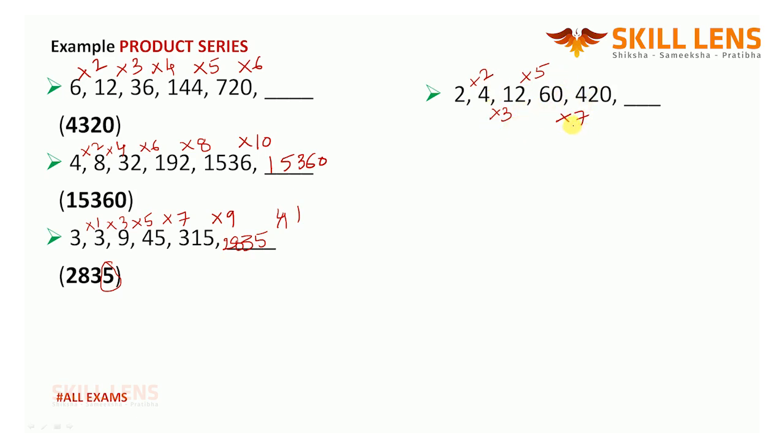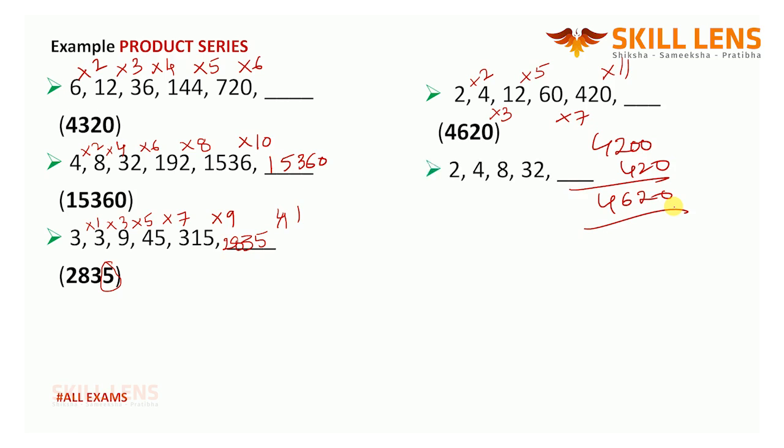2, 3, 5, 7 are what? Prime numbers. So next has to be multiplied with what? 11. So if you multiply 420 into 11, that's where your answer is. Because 420 into 10 is 4200. You have to be very good with your skills. And 420 will get added, then 4620. So that will give your answer. Okay, so that's how you need to understand the product series. You have to multiply very fast. Okay, let's go to the next question.